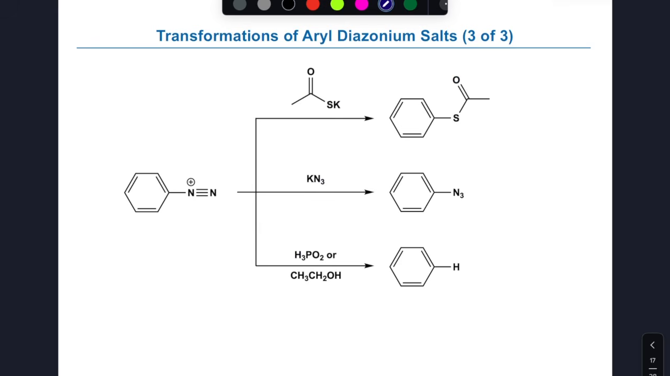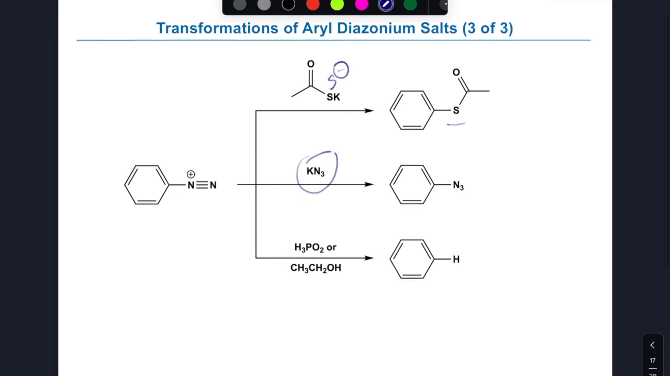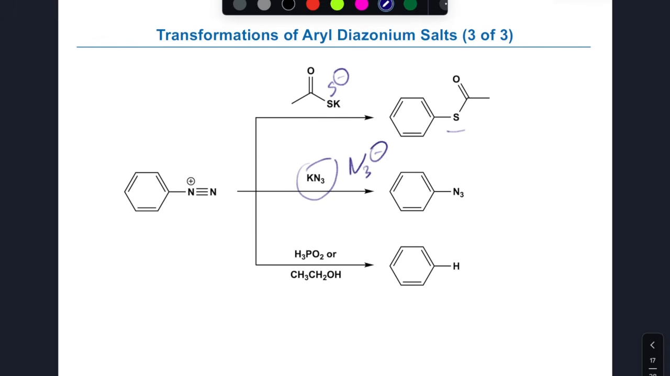Lastly, you can do things like sulfur addition. This is through a potassium salt of a thiolate, so this is your S minus source to give you your sulfur addition. There can be additions of what's called azide. So this is potassium azide, the N3 minus species, to give you these components. Or finally, you can actually delete this whole group by the addition of hypophosphorous acid or even an alcohol. These are cases where what happens is protolytic decomposition, where we're actually installing a hydrogen where that whole group used to be.